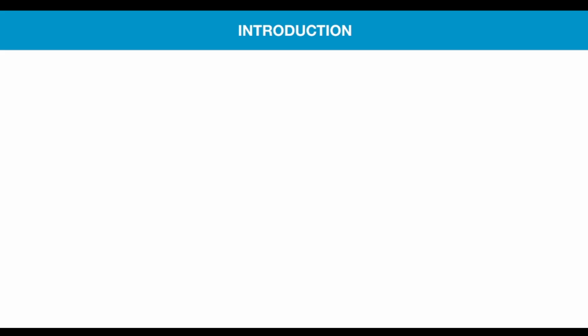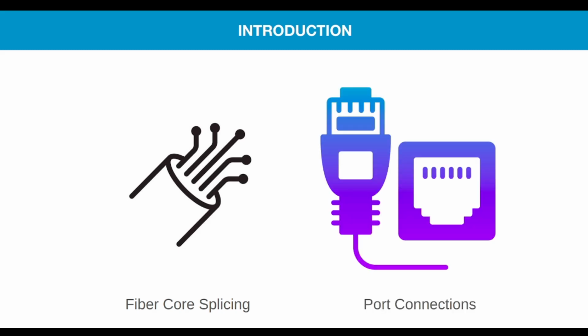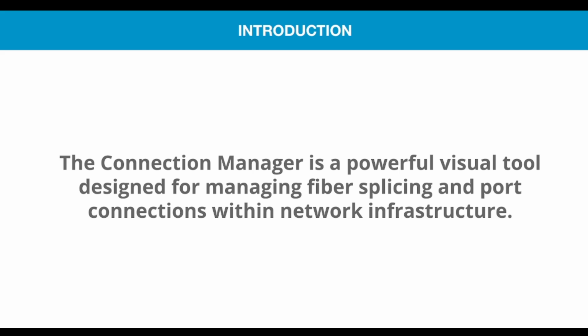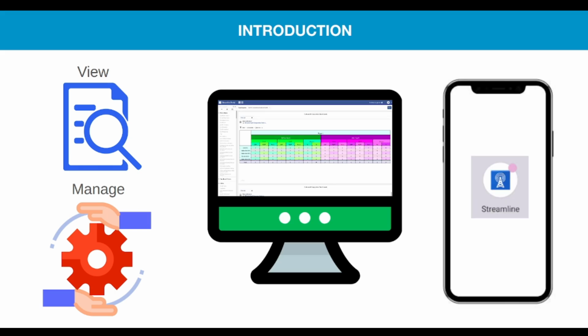We'll be reviewing the Connection Manager feature, which is designed to visualize fiber core splicing and port connections. The Connection Manager is a powerful visual tool designed for managing fiber splicing and port connections within network infrastructure. It allows users to easily view and manage fiber cores and port connections from both web and mobile applications, enabling on-the-go adjustments for efficient network updates anytime.